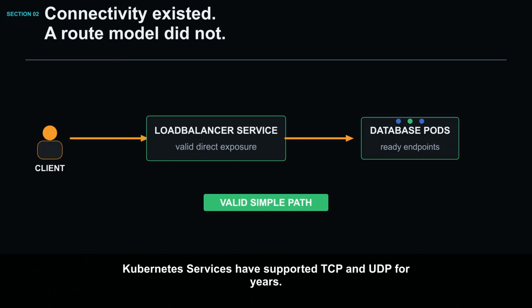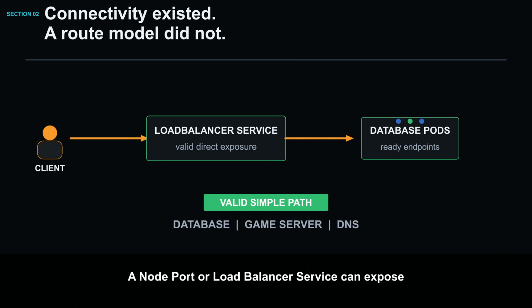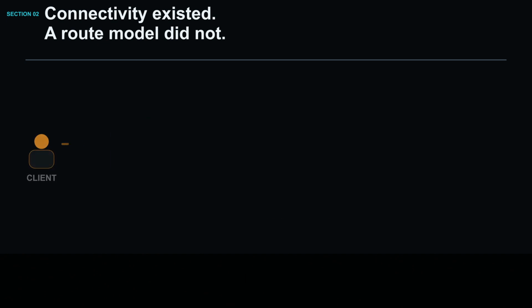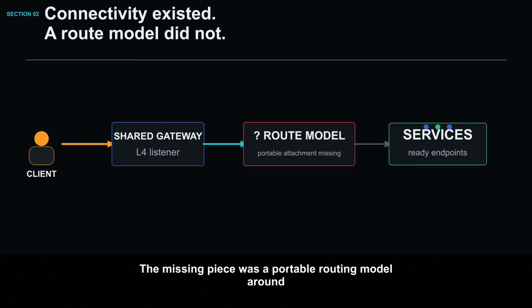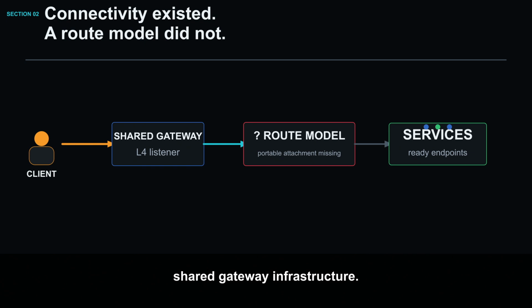Kubernetes services have supported TCP and UDP for years. A node port or load balancer service can expose a database, a game server, DNS, or another non-HTTP workload. The missing piece was a portable routing model around shared gateway infrastructure.